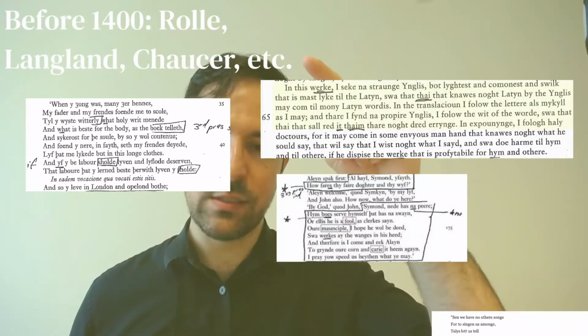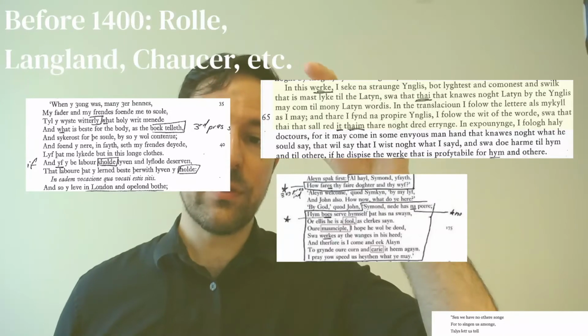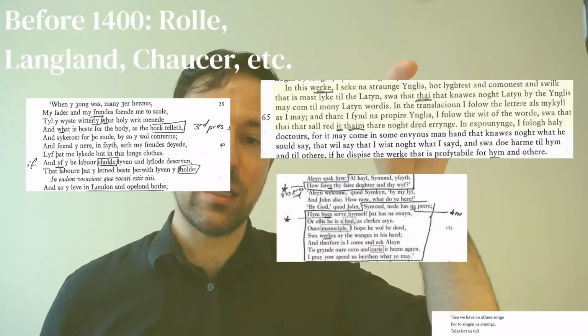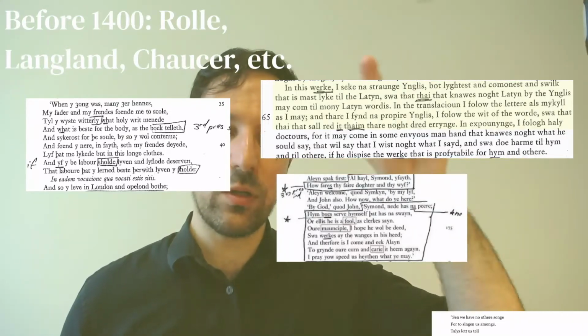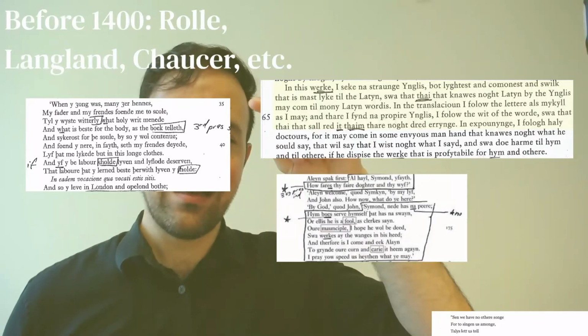In this work, this is the northern work of Rolle. In this work, is sek na strange English, but lichtest and commonest and swilk, that is must, lik till the Latin.